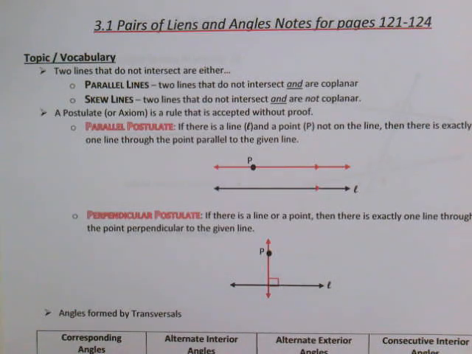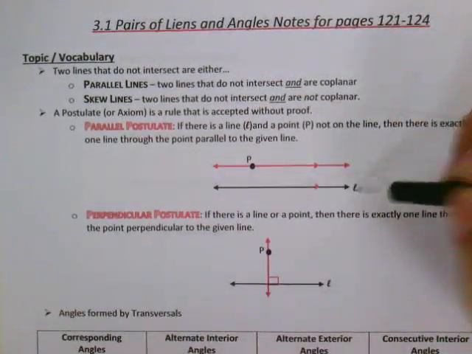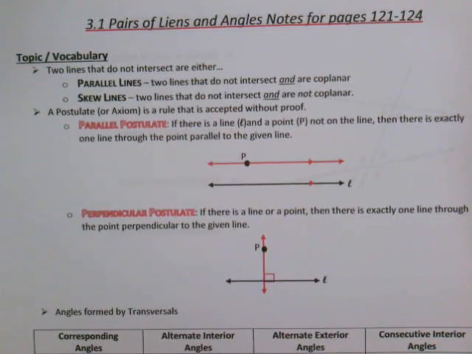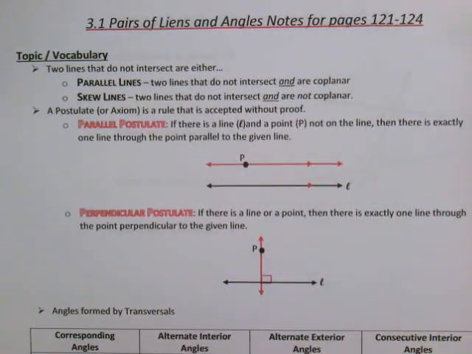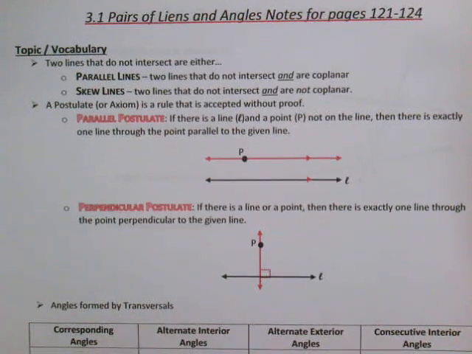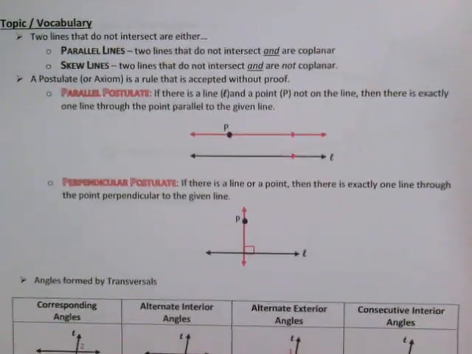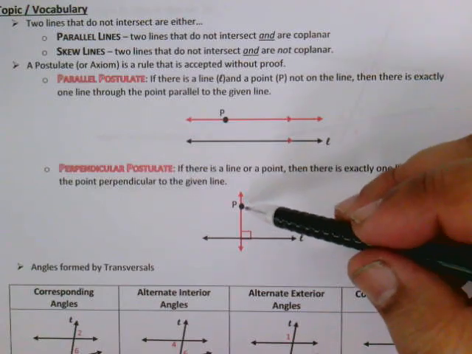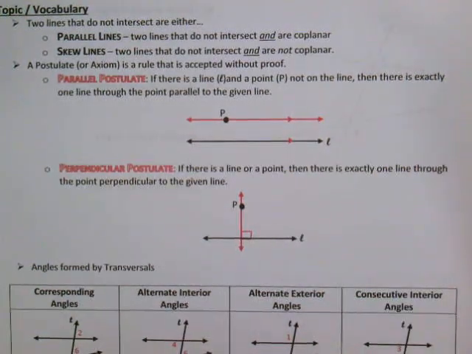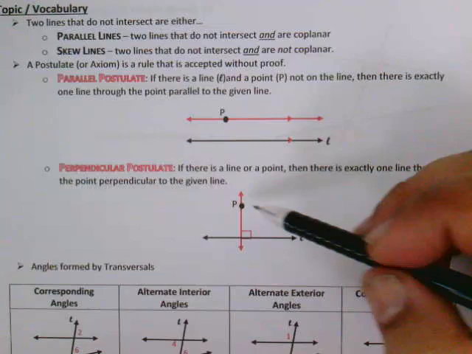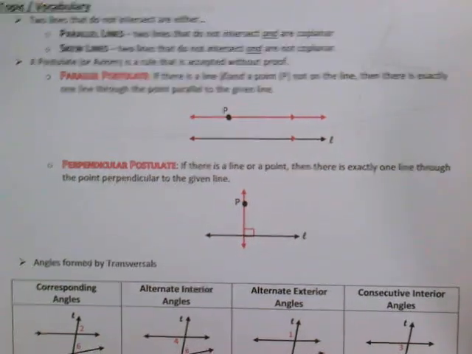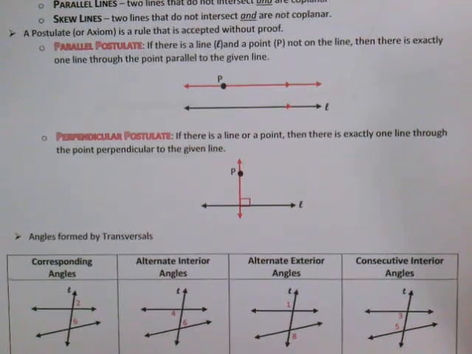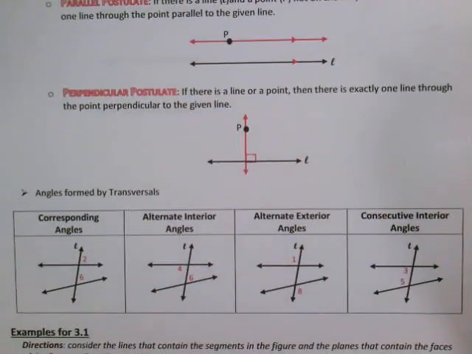Our parallel postulate is to highlight for you that if you have a line, let's call it line L, and there is a point, let's call it point P, there is at least one line that goes through P that is parallel to that line. That should be a pretty obvious fact, and we refer to that as the parallel postulate. Likewise, if we had a line L and a dot P, there's also one line that would go through P and cross line L in a perpendicular fashion. We refer to this as the perpendicular postulate. Pretty basic ideas that we're throwing together.